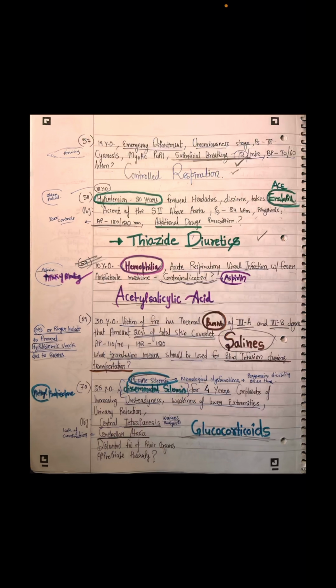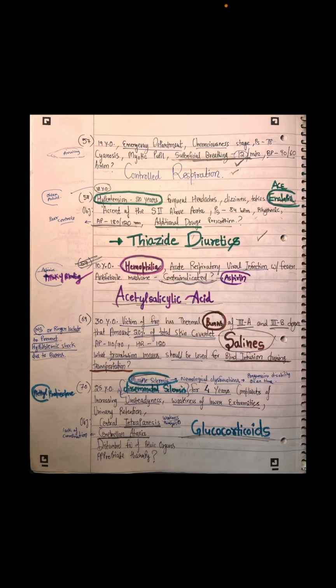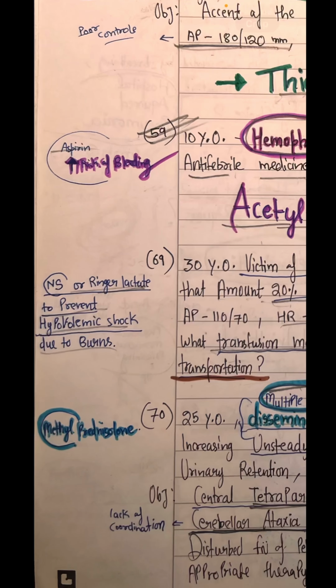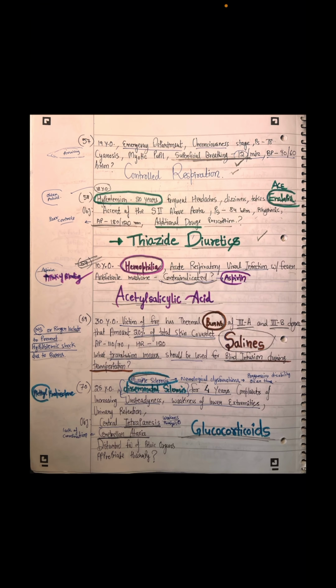So, sir, we already infuse salines to the patient in order to prevent hypovolemic shock here. What are the main salines which we are going to inject in the patient? So in the ambulance, or until the patient is transported to the hospital, prescribe salines, which is normal saline or Ringer lactate, to prevent hypovolemic shock due to burns. The patient is burned, so he would have lost some volume of blood. So in order to prevent hypovolemic shock, we are going to prescribe salines to the patient. Let's see the next patient.